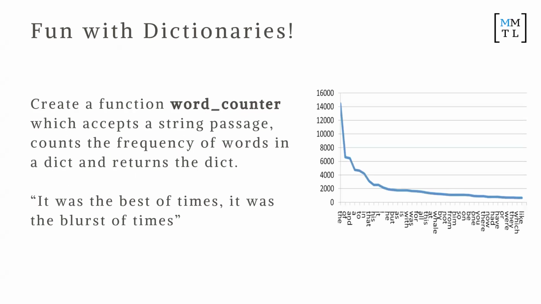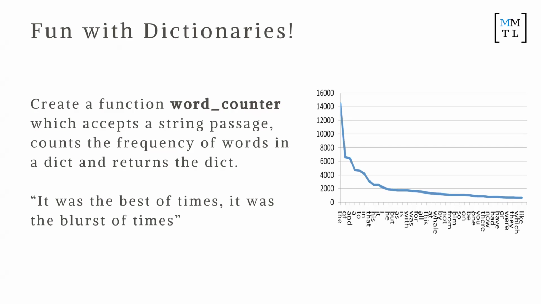All right, working in your teams, create a function called word counter, which accepts a string passage, counts the frequency of words in a dictionary, and then returns the dictionary. Okay, so for example, if we do it manually, it appears twice in this sentence. Was appears twice in this sentence. The appears twice in this sentence. Of appears twice in this sentence. And times appears twice in this sentence. And then best and worst appear once in this sentence. Okay? But that's what you want to get from this dictionary.